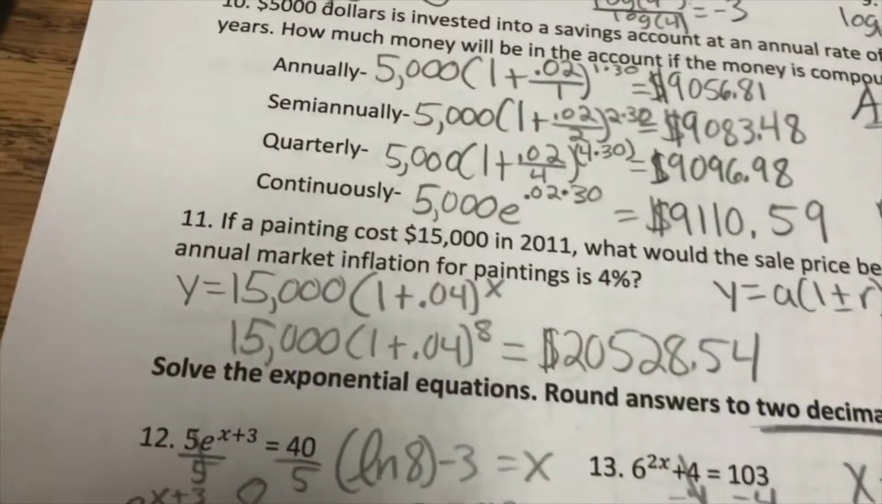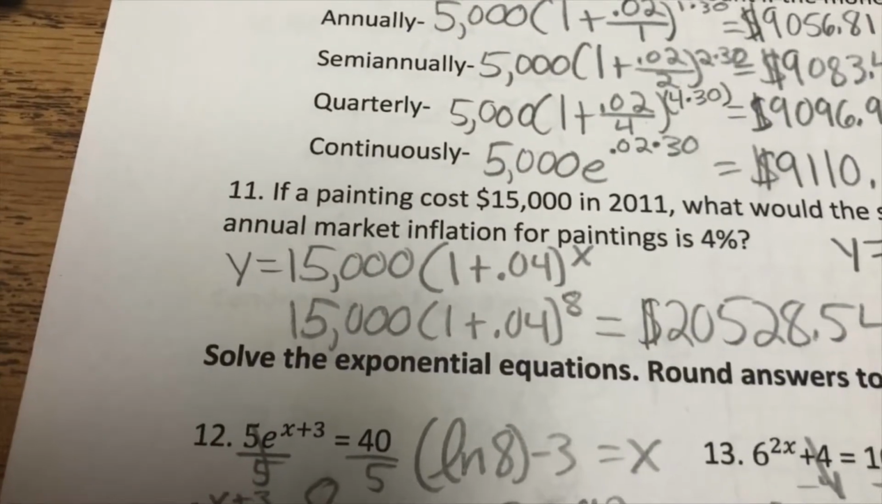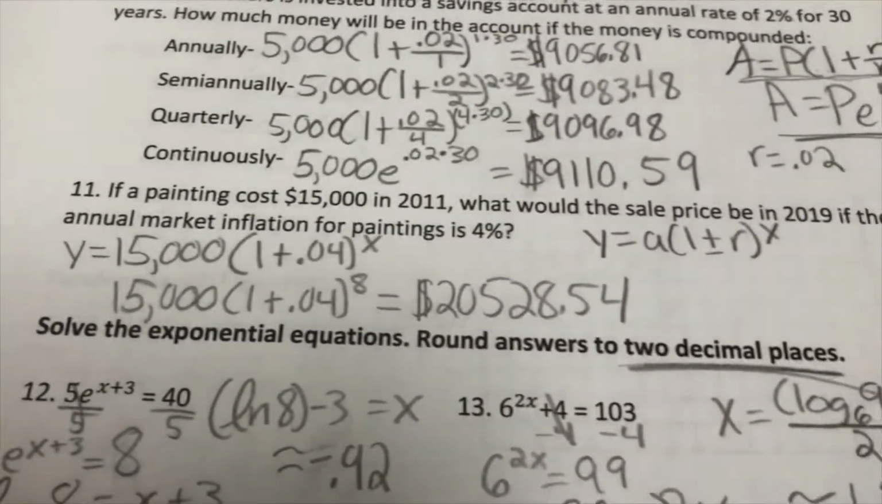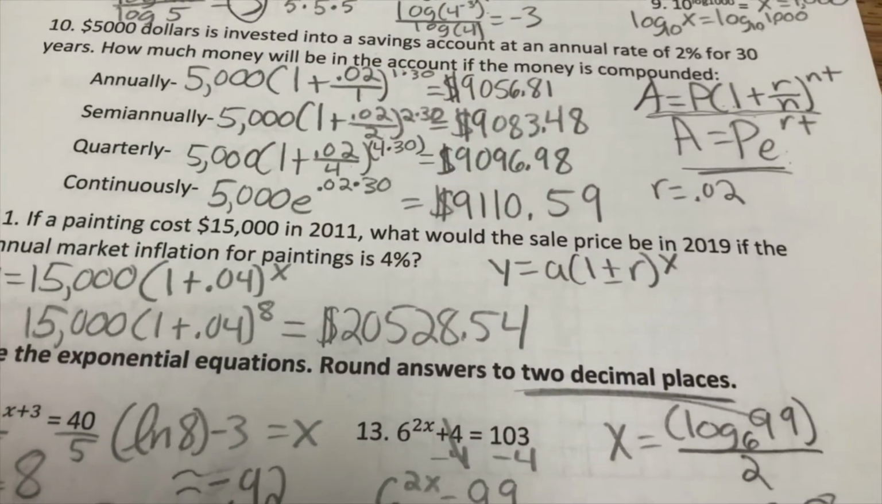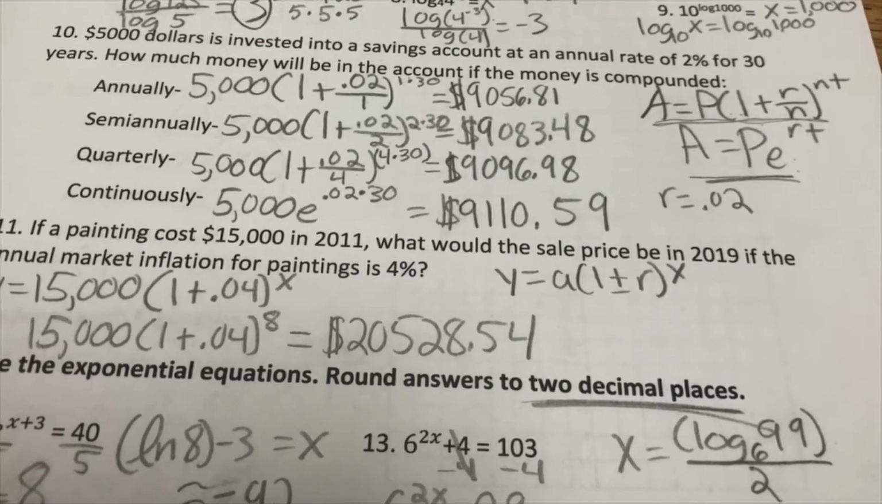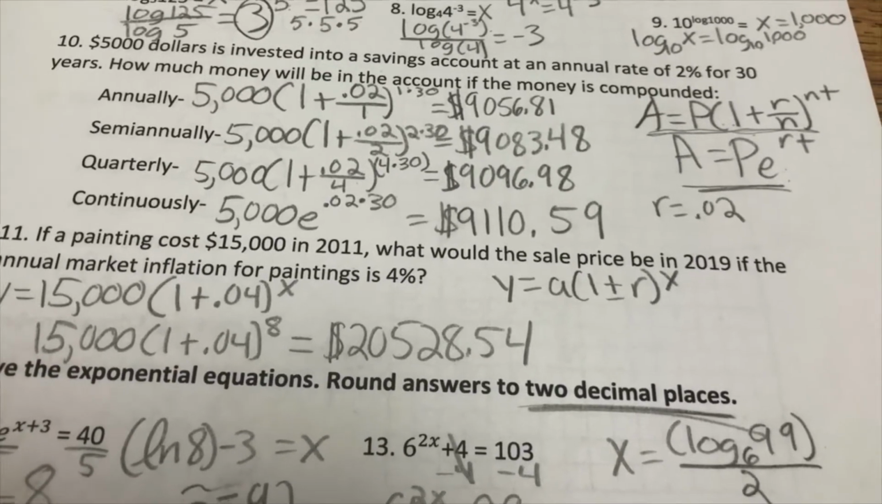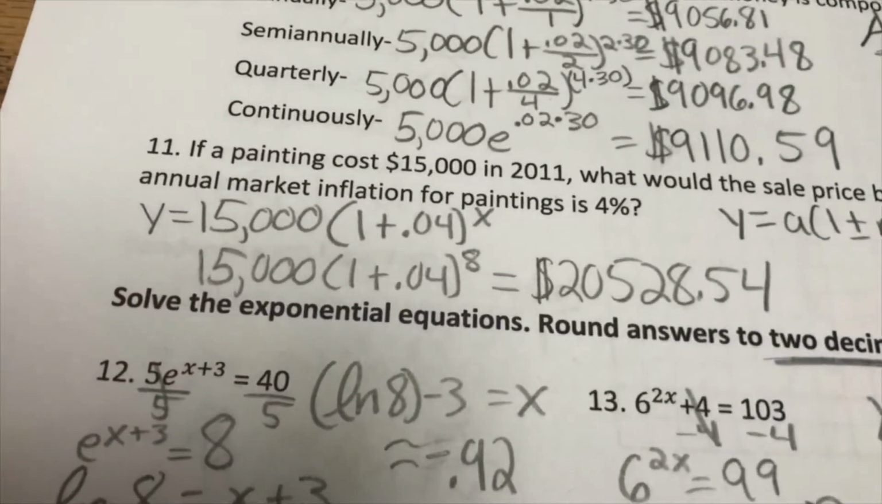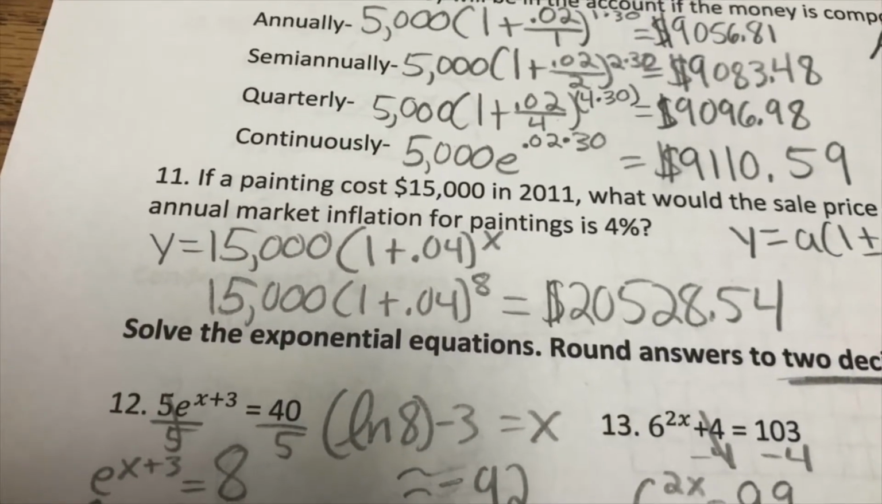So we plug those in. Remember to change your percent to a decimal. And then we were asked, what would the sale price be in 2019? So between 2011 and 2019, there were 8 years, so our x was 8.